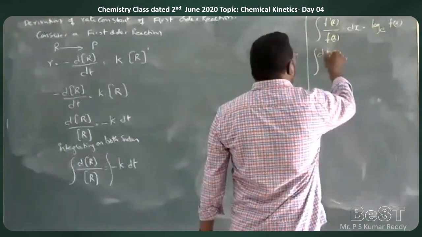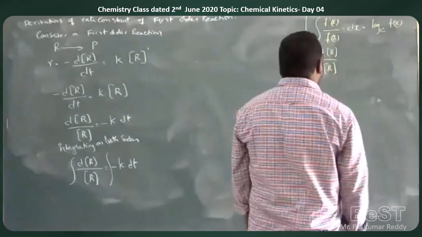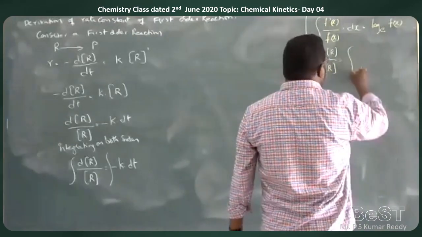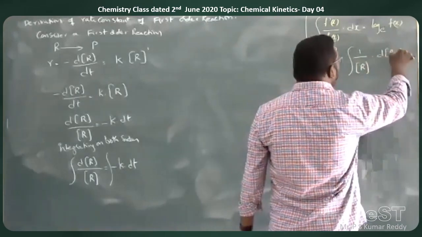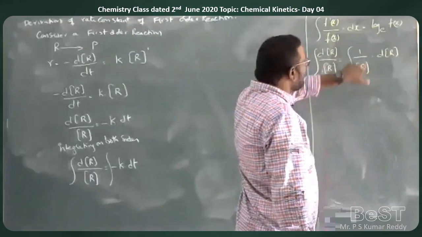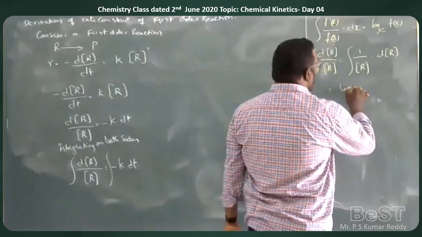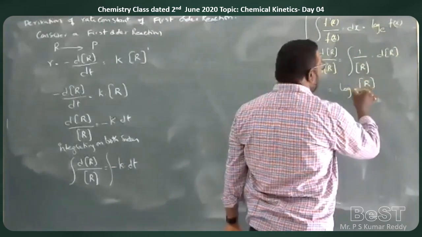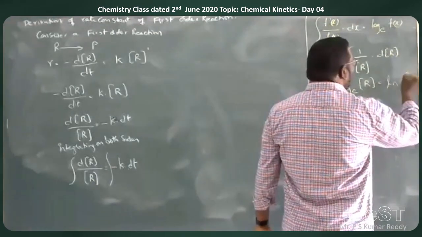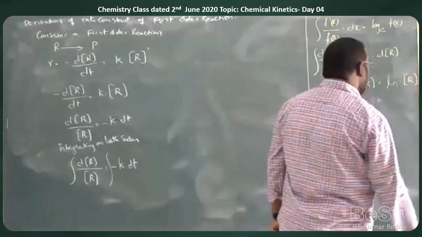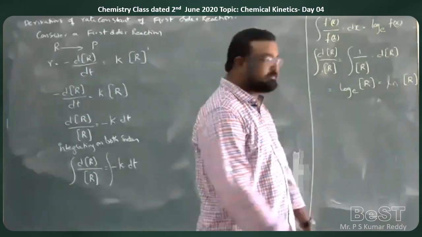That is dR by R. So, for our convenience, I can write this one as integration of 1 by R into dR. The derivative of R is 1, so automatically we can apply this formula, which gives log of R to the base e. This can also be written as ln of R, Napier logarithms. The base e means Napier logarithms, so ln of R we will be writing.